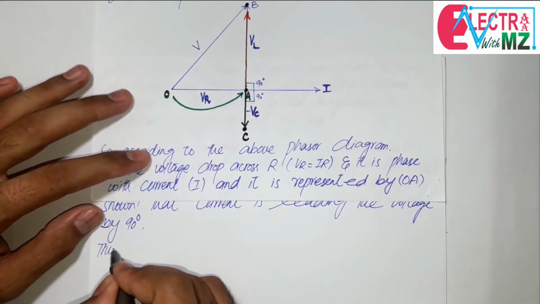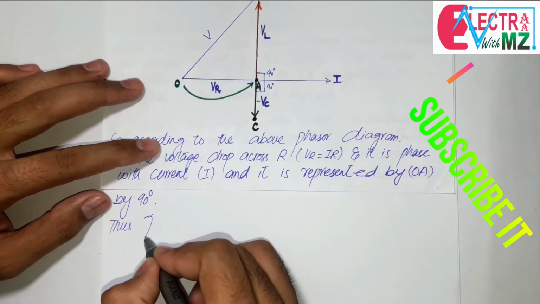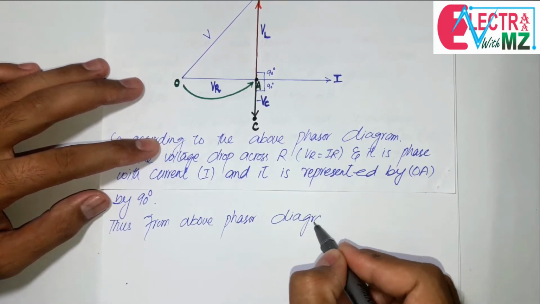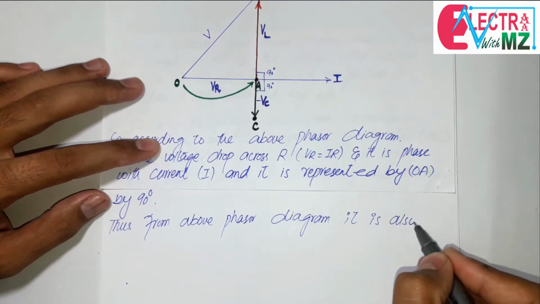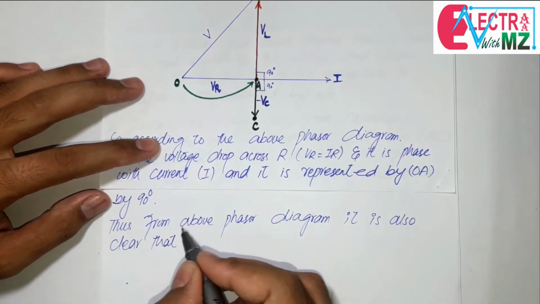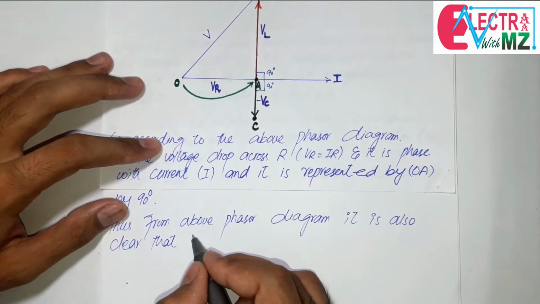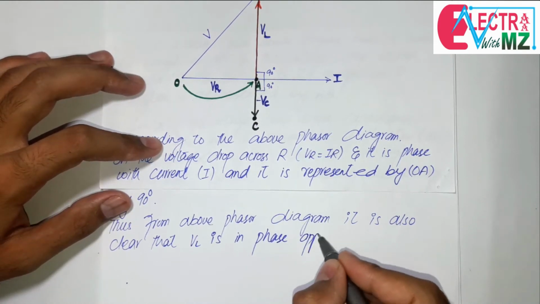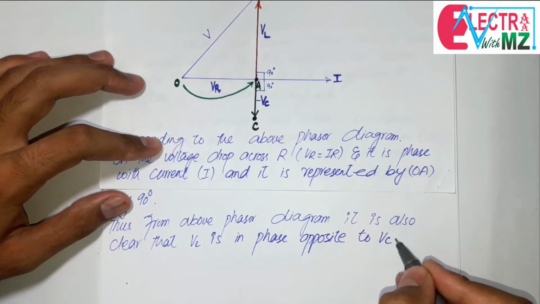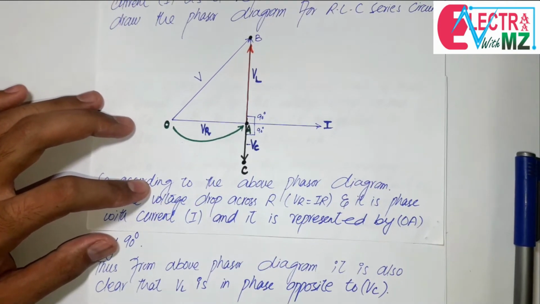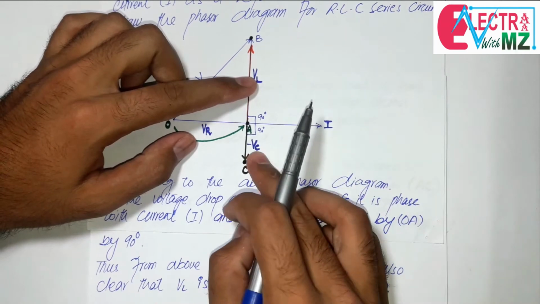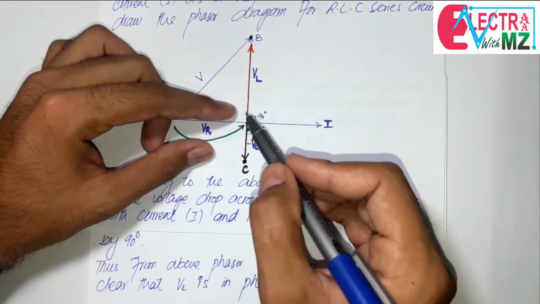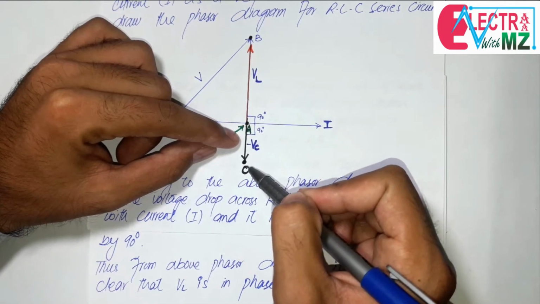Thus, from the above phasor diagram, it is also clear that VL is in phase opposite to VC, because VL and VC are in phase but in opposite direction. VL starts from A to B and VC starts from A to C.